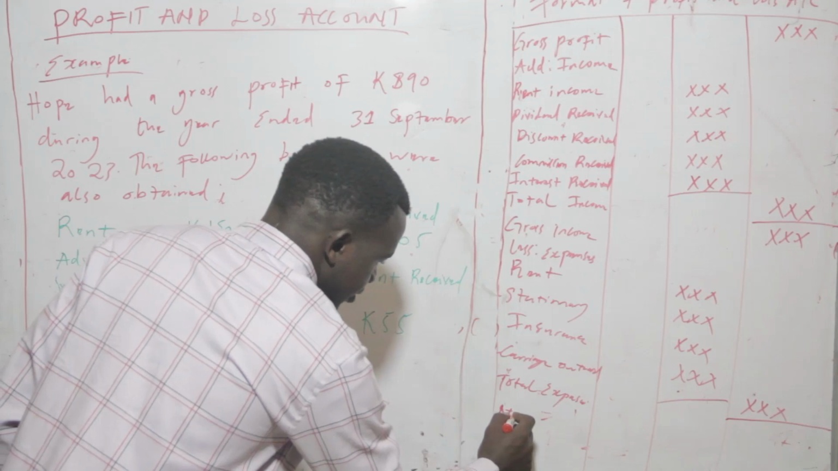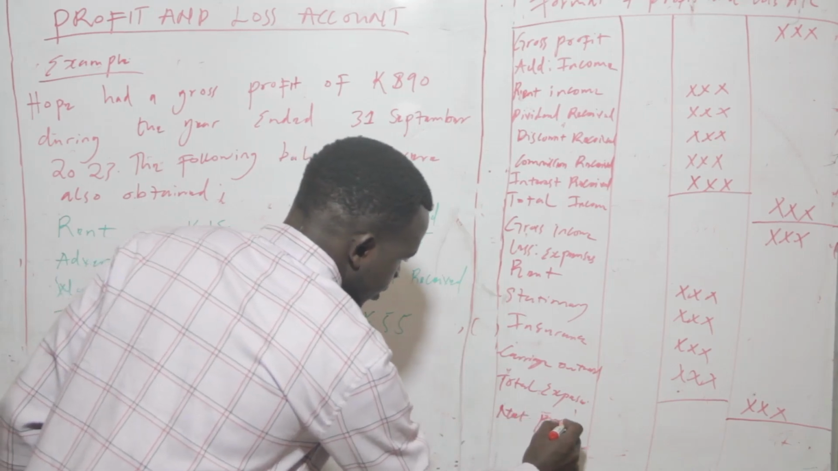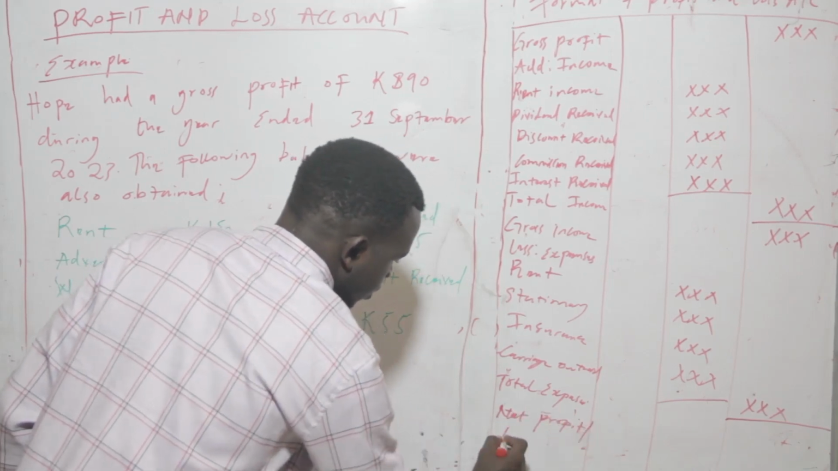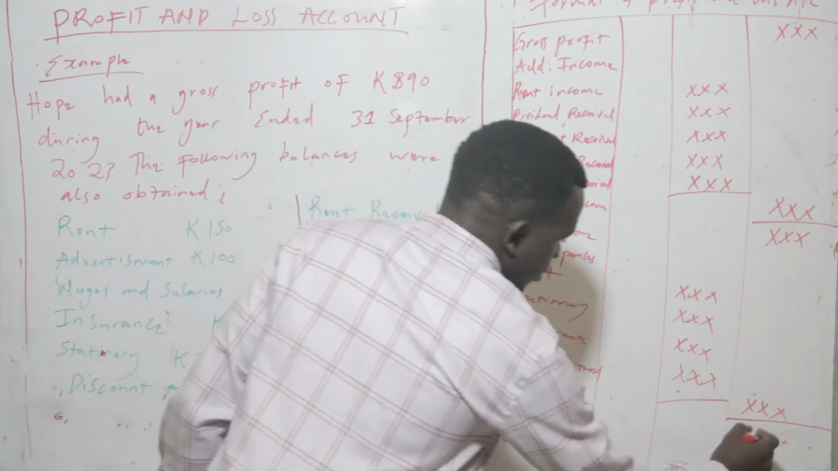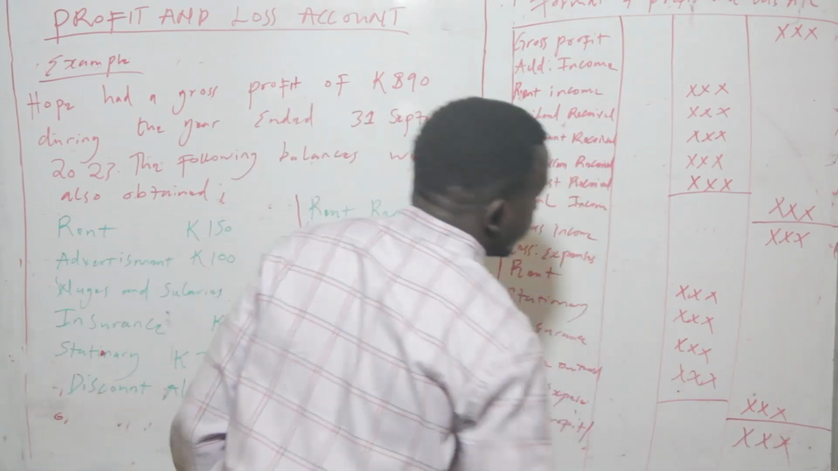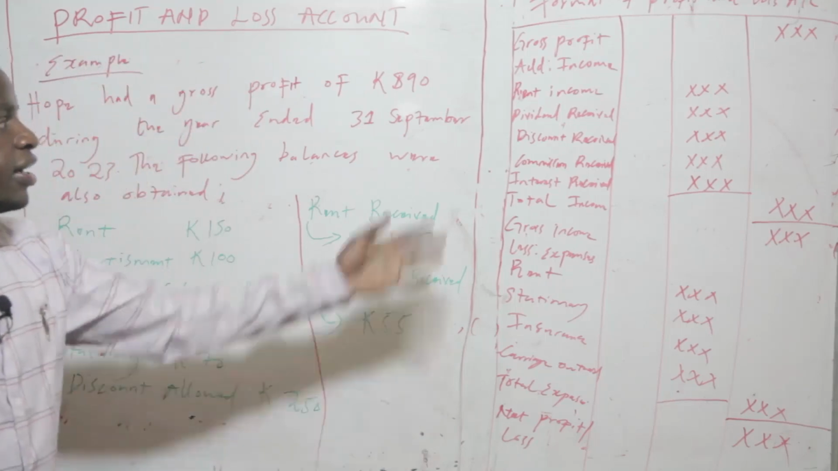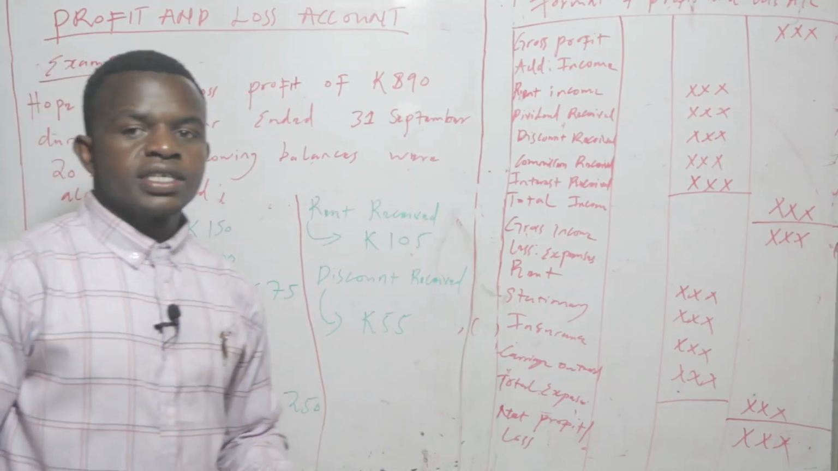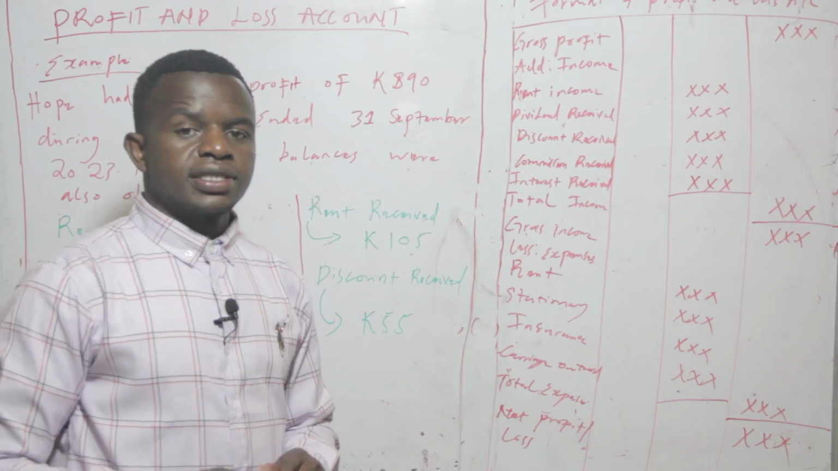So say net profit or loss. We are going to have our answer there. So this is the formatting of the profit and loss. Where you have questions, please ask in the group.